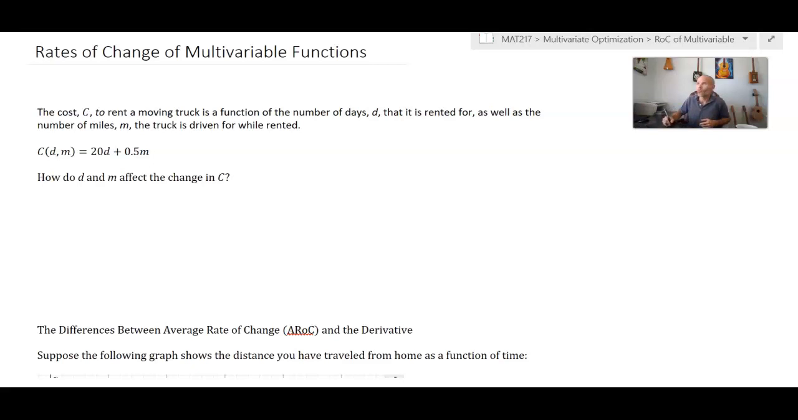In other words, what is the price per day and what is the price per mile, or the cost per mile? As we begin investigating this, we see that this is something we could plot in three dimensions. On one axis we could arbitrarily call this D and call this M, and this axis will represent our cost. If we rent the truck for 0 days and 0 miles, C of 0 comma 0 will equal 0. That makes sense, because when you don't rent the truck, you don't have any cost associated with the truck rental.